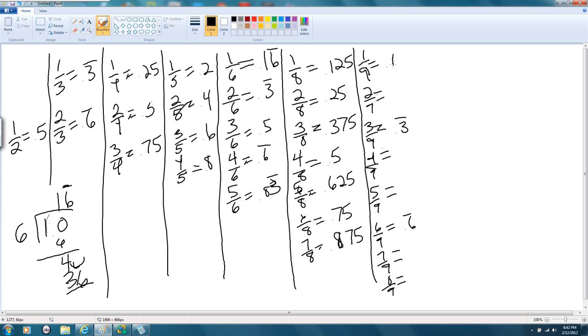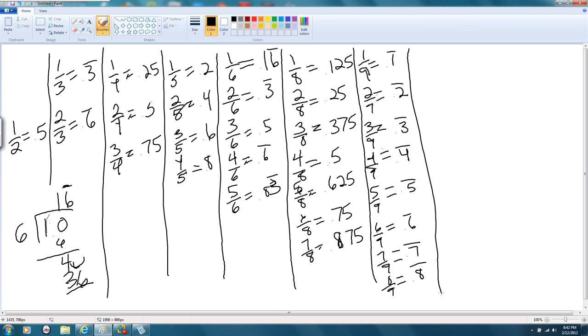1/9 is 0.1 with the repeat bar. 2/9 is 0.2 with the repeat bar. 4/9 is 0.4 with the repeat bar. 5/9 is 0.5 with the repeat bar. 7/9 is 0.7 with the repeat bar. And 8/9 is 0.8 with the repeat bar. 9/9 is, of course, 1.